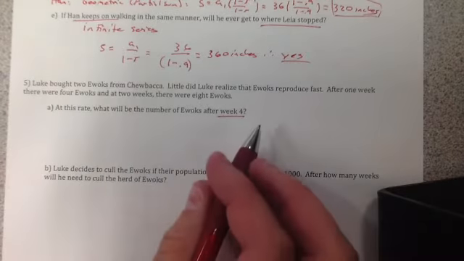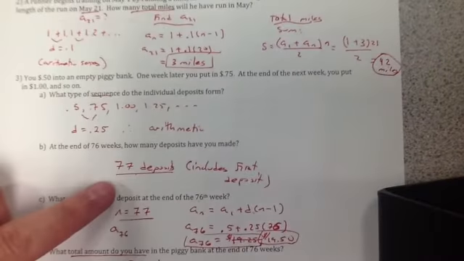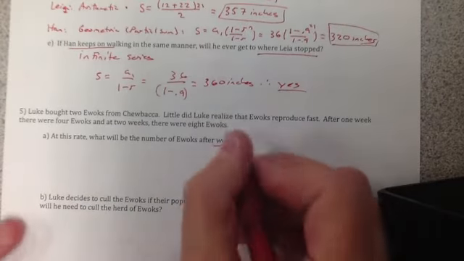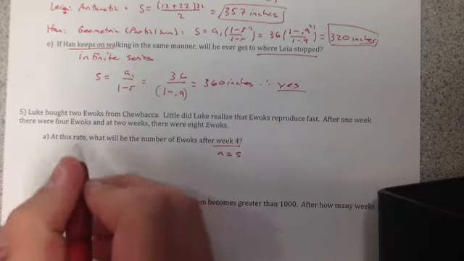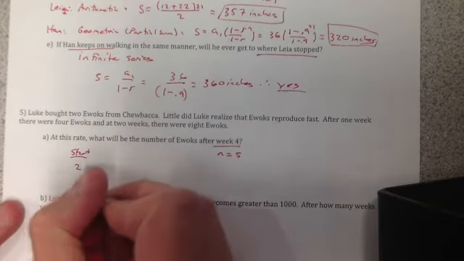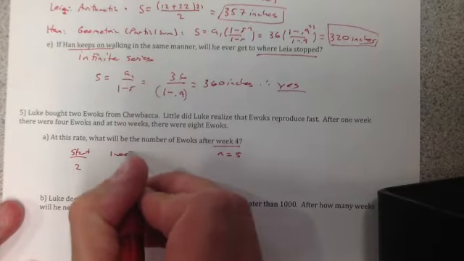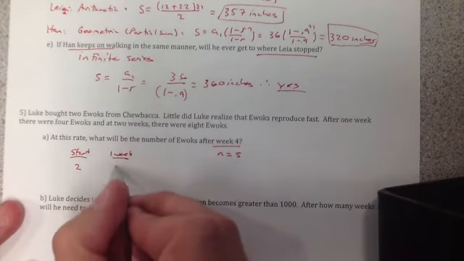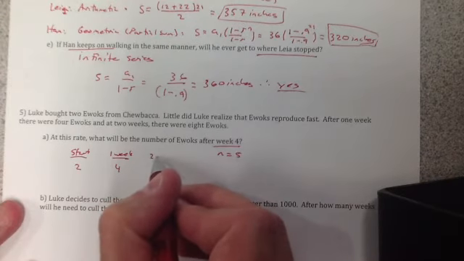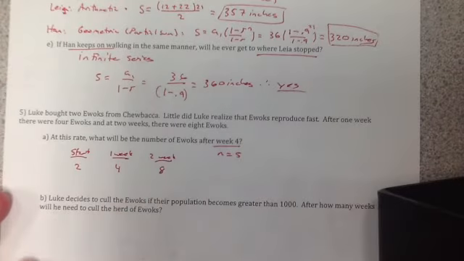Now, this is really kind of tricky when it's like the problem on the front page, where we had to make 77 deposits, not 76. And for this problem right here, it is going to be 5. And the reason for that is he starts with 2 Ewoks. After the first week, he has 4 Ewoks. After the end of the second week, after week 2, that's where he has 8.